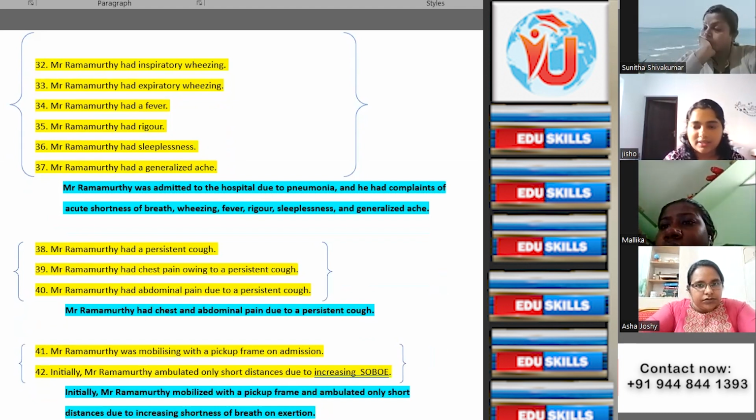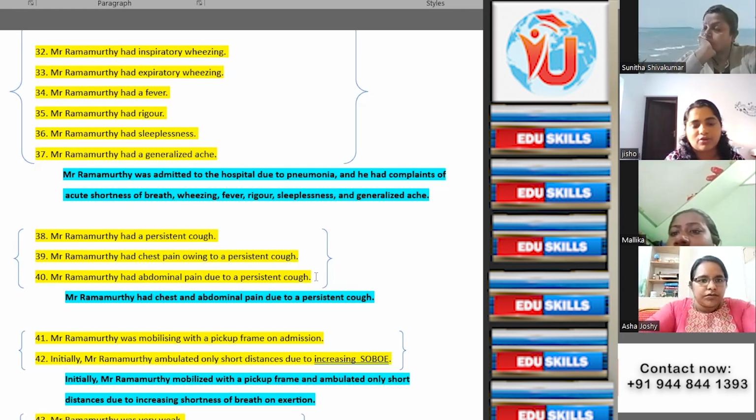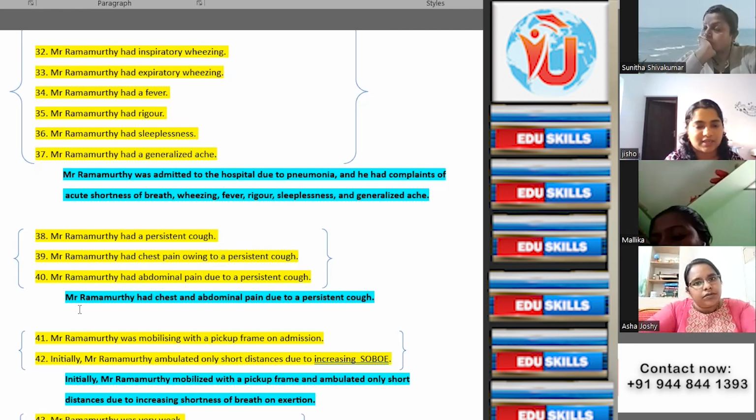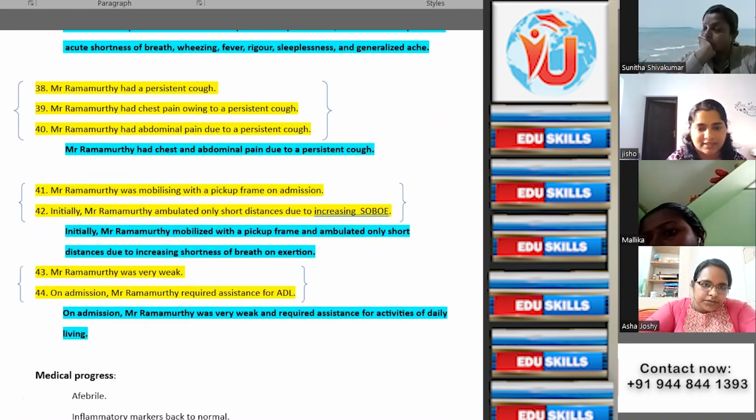Again, in that there are other symptoms like persistent cough. Mr. Ramamurthy had chest pain owing to persistent cough. Mr. Ramamurthy had abdominal pain due to a persistent cough. So we can avoid the repetition and we can write it as Mr. Ramamurthy had chest and abdominal pain due to a persistent cough. So we are joining these simple sentences by conjunction and making a compound sentence.